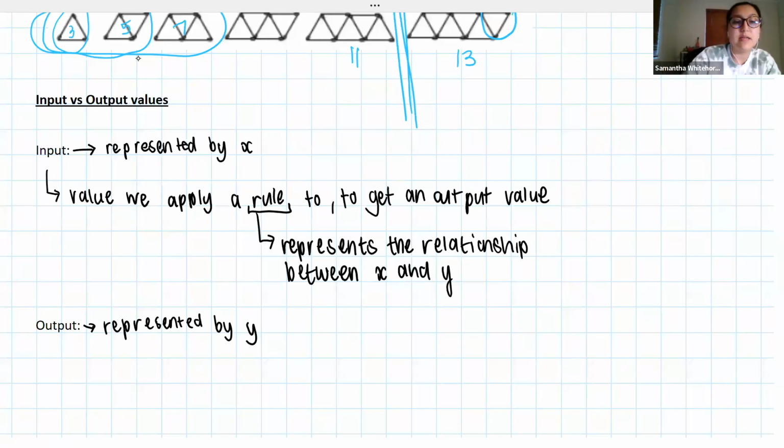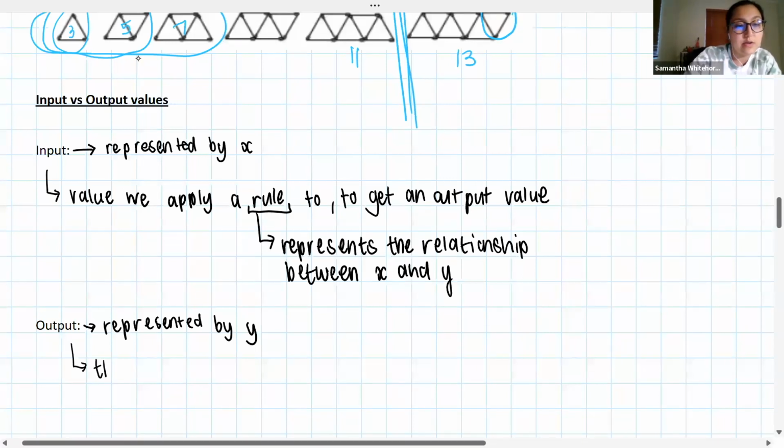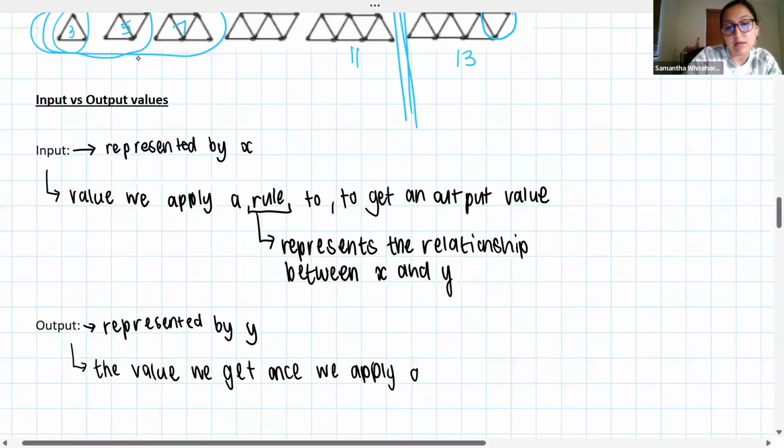That therefore means that our output value is the value we get once we apply a specific rule to X.